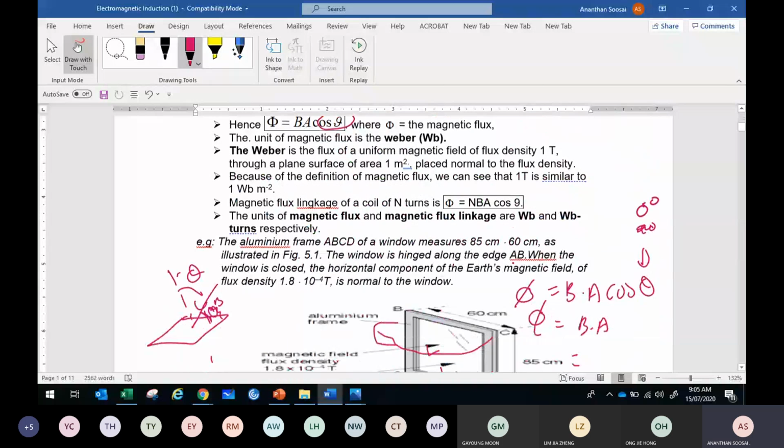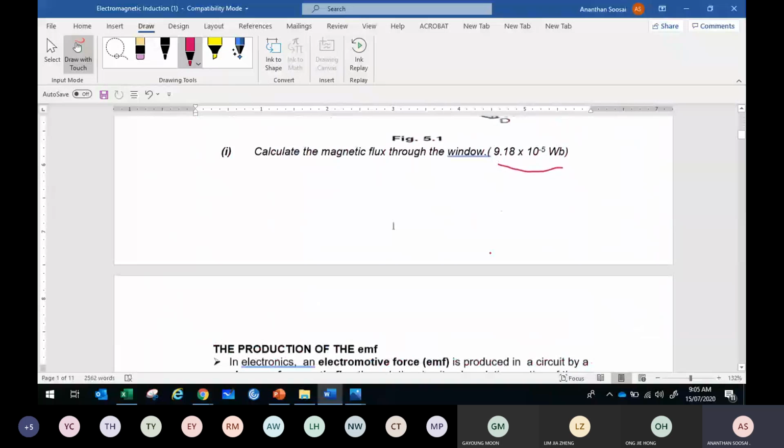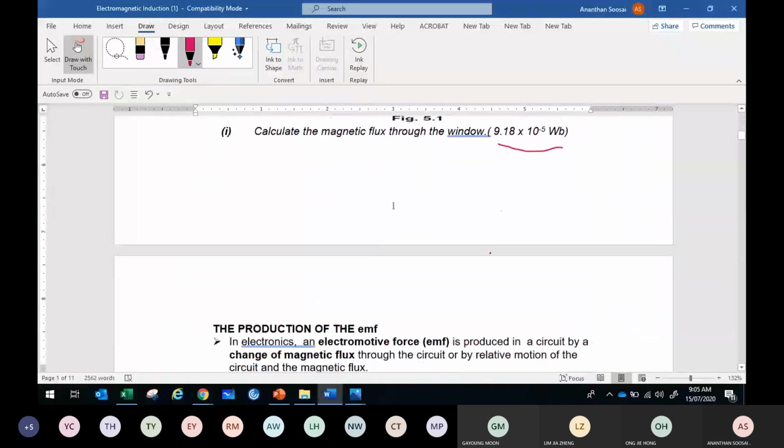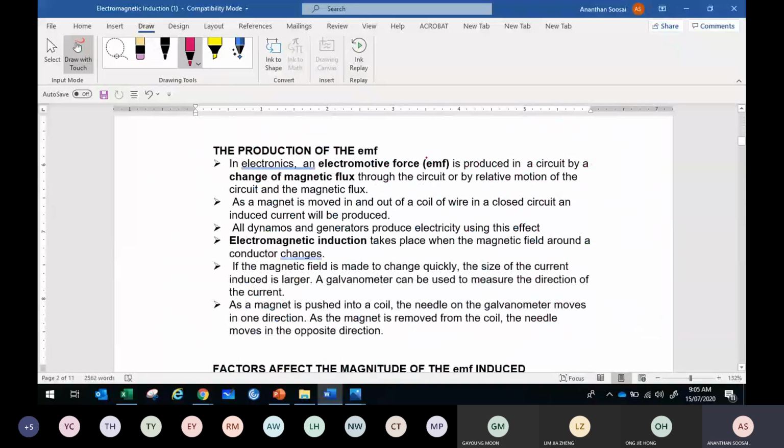Then we did this question. Then we talked about how electromotive force is produced. Electromotive force is produced when there is a change in magnetic flux linkage. Magnetic flux linkage, you change, you get EMF. If you have a closed loop, it's going to lead to a current flow.